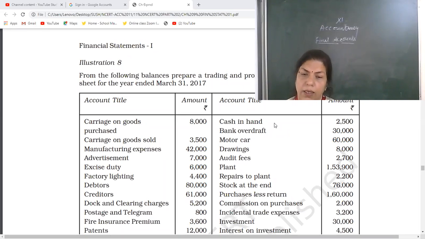Now motor car, asset. Drawings, minus from capital. Audit fees, P&L, because this is a loss or expense for the business and all expenses of the business are to be shown on the debit side of P&L. Good. Plant is an asset. Repair to plant is not an asset. It is an expense and it is to be shown in P&L. Good. Now stock at the end, this is closing stock.